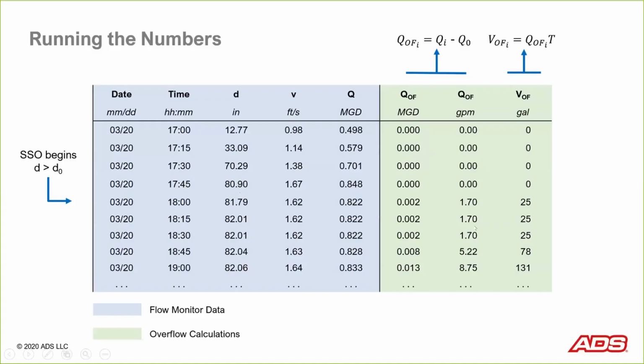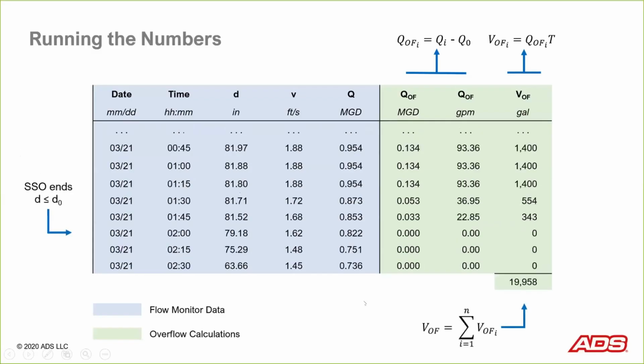We convert that to gallons per minute, multiply it by the 15-minute sample rate we have here, and that gives us 25 gallons that occurred during that 15-minute time span. We do this for every time step. I don't have enough room to show you the entire event, but I'll jump to the end of the event. And you can see here that the overflow ends the next day at 2 a.m.